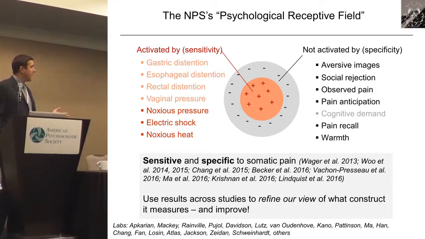And what's it not activated by so far? Well, negative pictures, disgusting pictures, looking at the person who rejected you, social rejection, observed pain, looking at pain in other people, anticipating pain, getting so-called fear or threat cues.